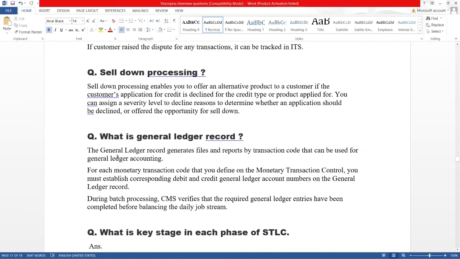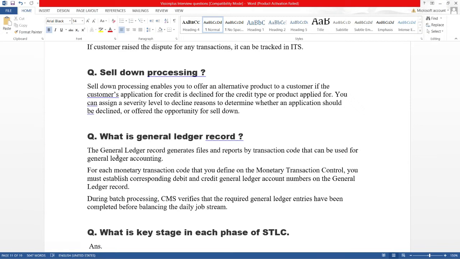Now, what is the sell down processing here? Sell down processing enables you to offer an alternative product to a customer. If the customer applies for a credit card and it is declined for the credit type or product applied for, you can assign a severity level to the decline reason to determine whether an application should be declined or offered the alternative for the sell down. It's like that: suppose you have applied for the product, but your criteria like salary or whatever, you are not meeting that criteria. So then they will give you some other, meaning another, less product like product B having some less criteria.